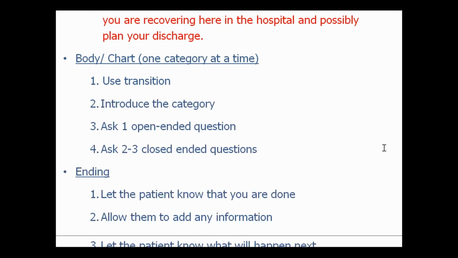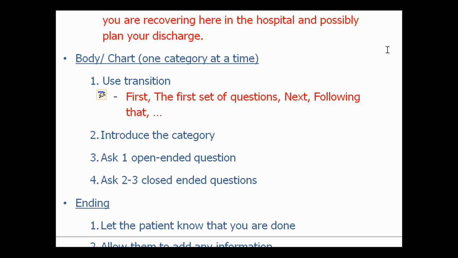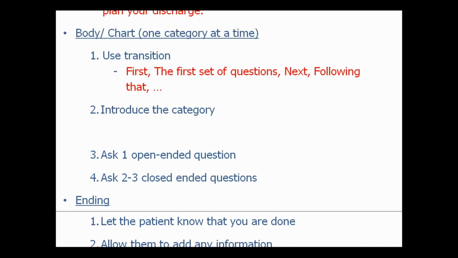The next part of your roleplay one is basically asking the questions, dealing with each category. So go through the category one at a time. The very first thing you will do is to use a transition word. So you could say first, the first set of questions, next, following that. And you will need to do this for each category. After you use the transition word, you will need to actually explain the category or introduce the category. You cannot just jump straight to the questions without losing points, of course.